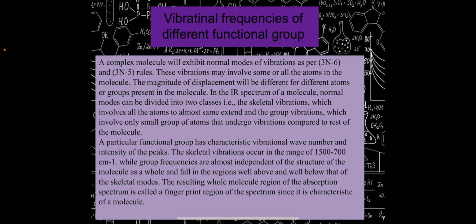A particular functional group has characteristic vibrational wave numbers and intensities of the peaks. The skeletal vibrations occur in the range of 1500 to 700 centimeter inverse, while the group frequencies are almost independent of the structure of the molecule as a whole and fall in the regions well above and well below that of the skeletal modes. The resulting whole-molecule region of the absorption spectrum is called the fingerprint region of the spectrum, since it is characteristic of a molecule.